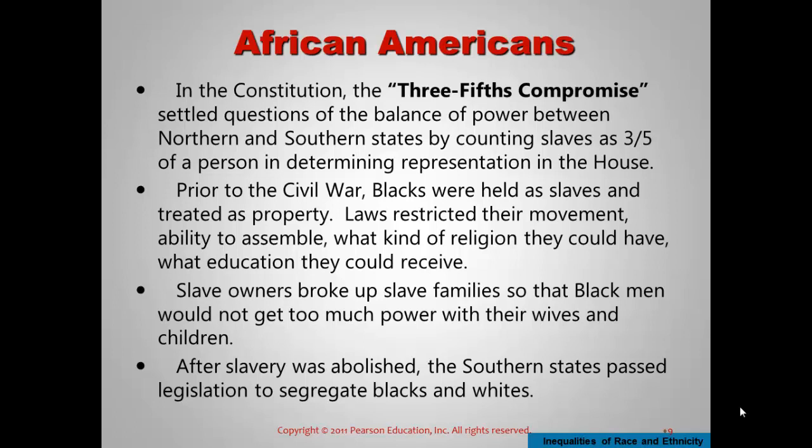And since the Civil War as well, laws continued to restrict their movement. This is under Jim Crow, their ability to assemble at times, and certainly during slavery, what kind of religion they could have, what education they could receive. And in many respects, the vestiges of this continue to this day.